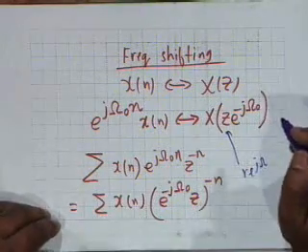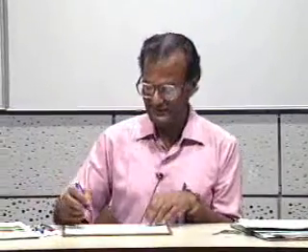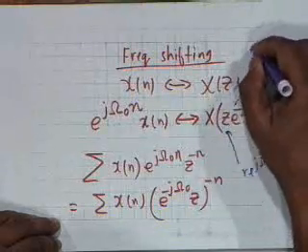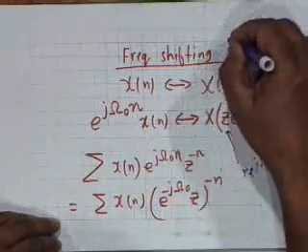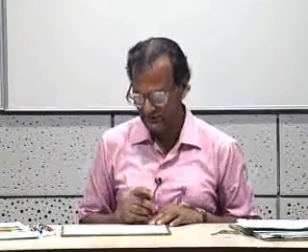If so, what happens to the ROC? It doesn't change, because ROC depends on the distance from the origin, not on the angle, and therefore the ROC of this is the same as r if the ROC of this is r. There is no change. The angle rotation does not affect the region of convergence.